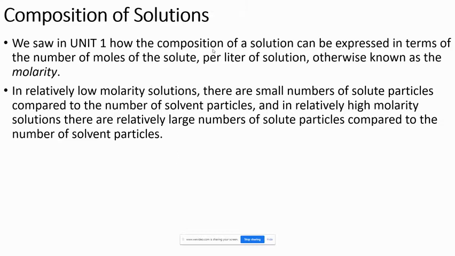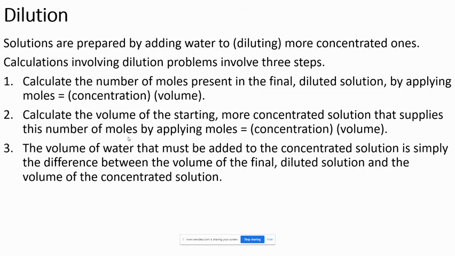So in Unit 1, we saw that the composition of a solution can be expressed in terms of moles per liter. So that's called molarity. We also learned about that last year in chemistry. Relatively low molarity solutions, you don't have a lot of solute particles, and so we think of those as being weak. So if you made Kool-Aid and you put in twice the amount of water than you should have, that would have a relatively low molarity, as opposed to making Kool-Aid and putting in half the water that you're supposed to. That would have a high molarity comparatively.